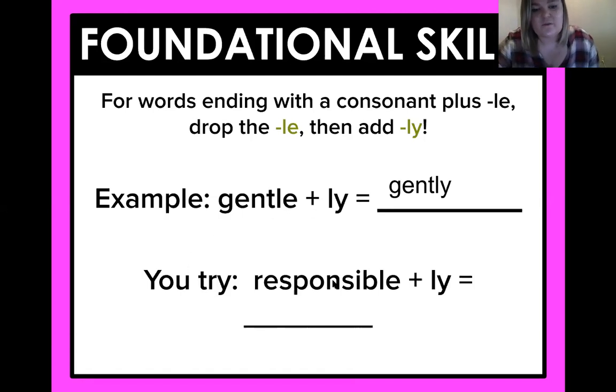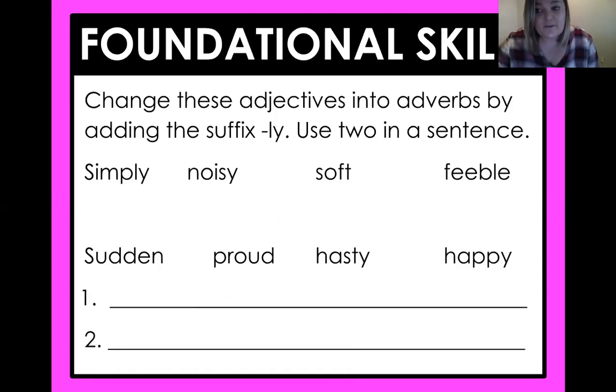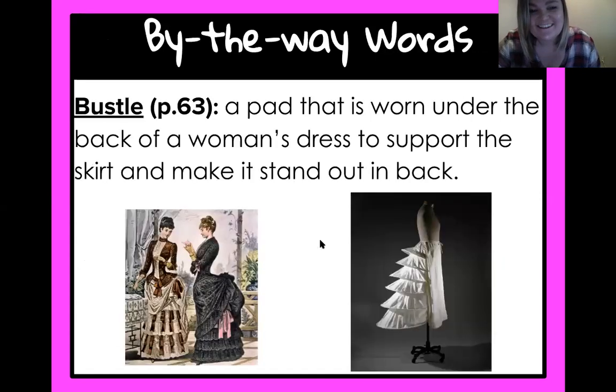Now, what's another thing you could do? Let's try responsible. Remember to take off that LE and change it to an LY. So responsibly. I know a lot of you do a lot of responsible things. So that could be something you could easily use in a sentence. Now, here are some others we want you to try on your own. You're going to take off those endings if you need to and add the LY. Remember to look back if you need to at the steps. Good luck.